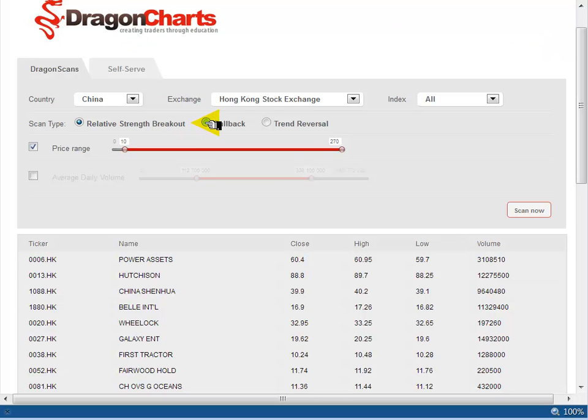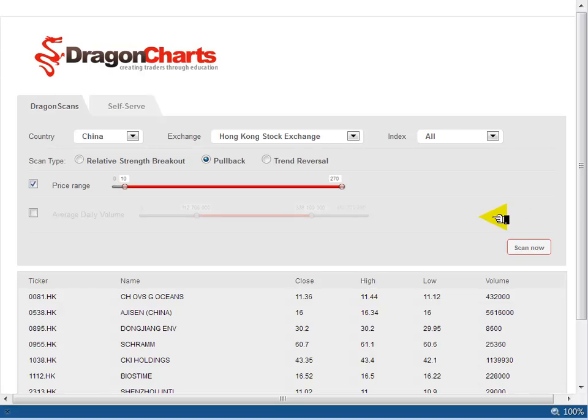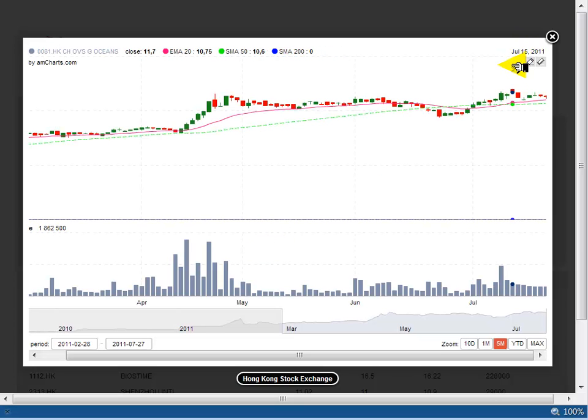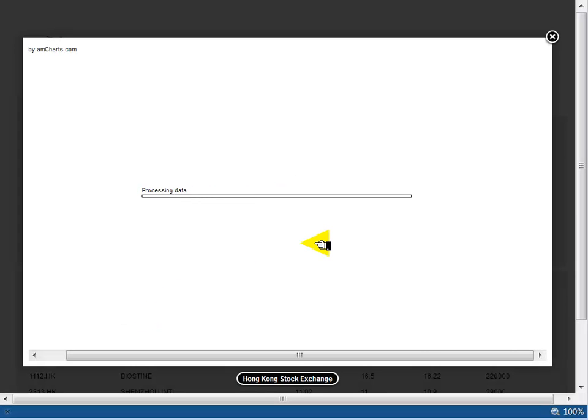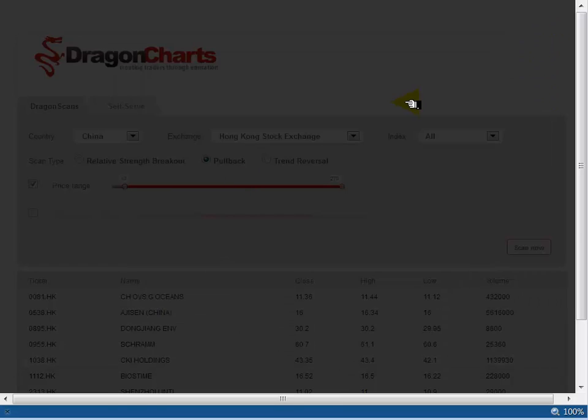And then we have a pullback scan, which is stocks that are in an uptrend that are pulling back to support. If we take a look at some of these, you can see these are stocks that are within the past 3 to 7 days off their high and pulling back to support of a 20-day moving average or an uptrend line. And you can see here, for example, this stock broke out and then it just pulled back, and now it's holding its 20-day moving average, so it's a secondary buy entry.